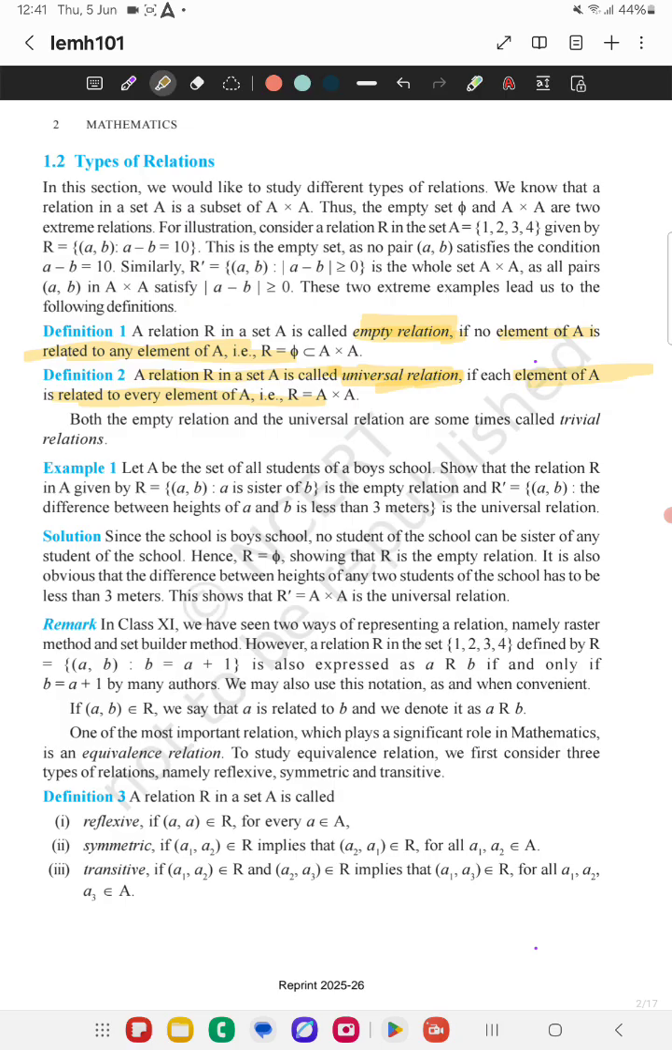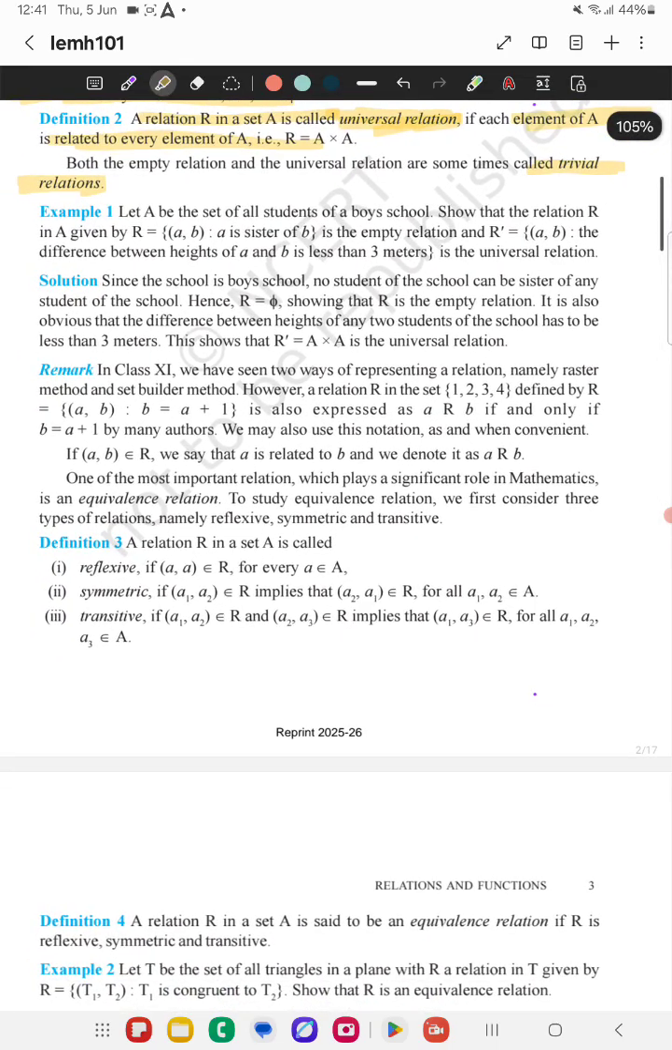Both these relations are sometimes called trivial relations. These are also called the trivial relation, and they have given the example also. Let A be the set of all the students of a boys school. Show that the relation R in A given by, I have taken a similar example like this.